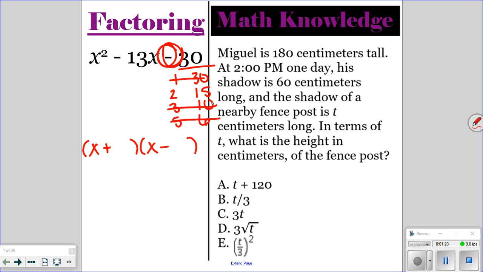So we're not going to use it. We're going to use the 2 and the 15. Then we need a negative 15. So if we do negative 15 and then plus 2, that gives us negative 13. So that would be your answer.